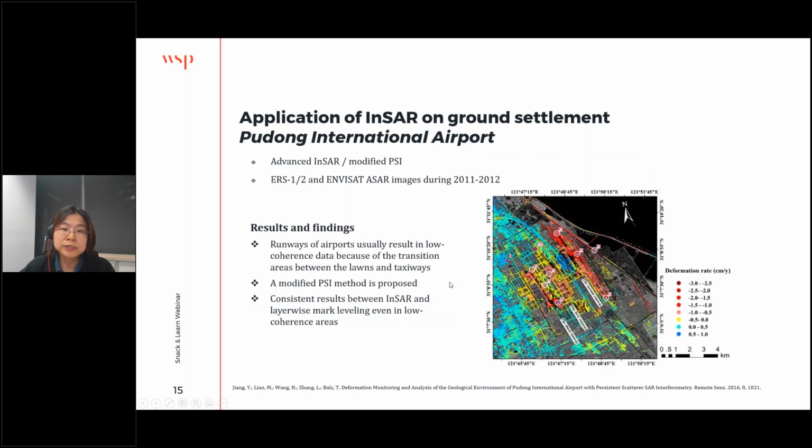And also at Shanghai Pudong International Airport, they're using an advanced InSAR, a modified PSI. It's quite known that for the runway, because of the pavement, the runway and taxiway compared to the landscape will have low coherence in between the two. But the researchers were able to use this modified PSI, and so far the result between the InSAR and the field measurements, the leveling, is quite consistent as well.